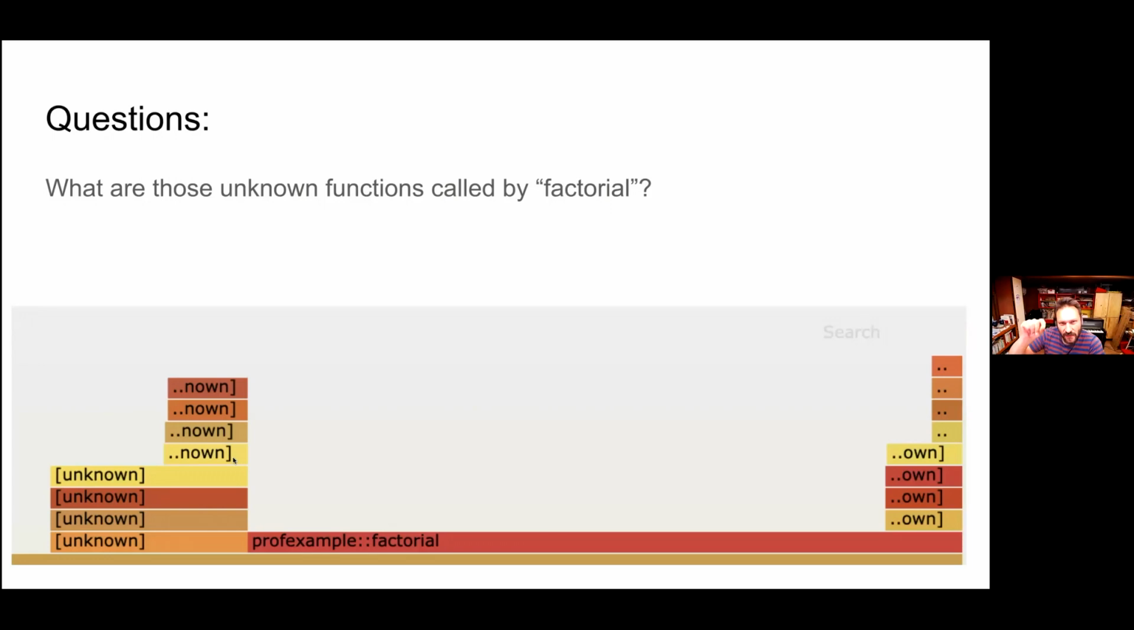If you zoom into this flame graph, there's this interesting thing. There are a few functions there that account for some time that we just don't know what their symbol is. So who knows? Perhaps there's something interesting.